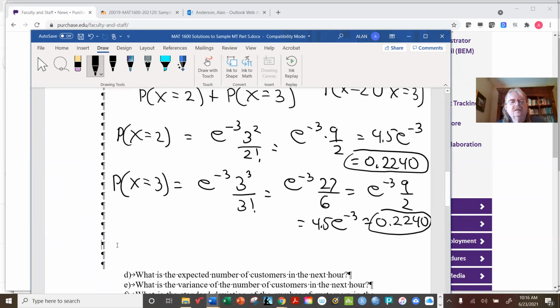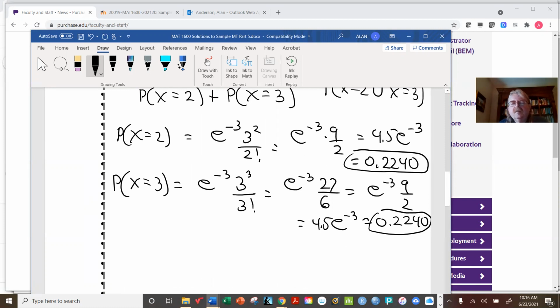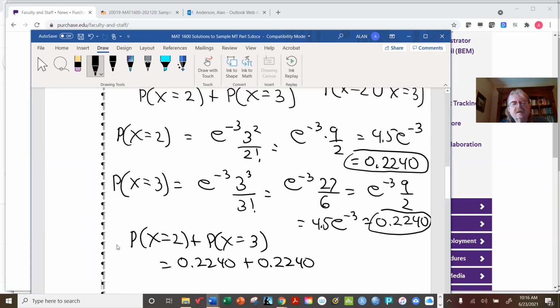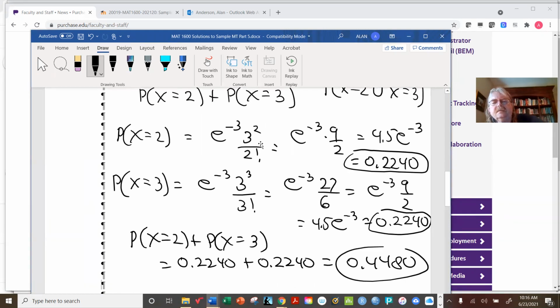And so both of them are the same. So in other words, the probability that x equals 2 plus x equals 3 equals 0.2240 plus 0.2240, which is of course 0.4480. So this does happen quite a bit with the Poisson probability distribution. You do often have 2 probabilities that are the same. It's because of the way the formula is written.